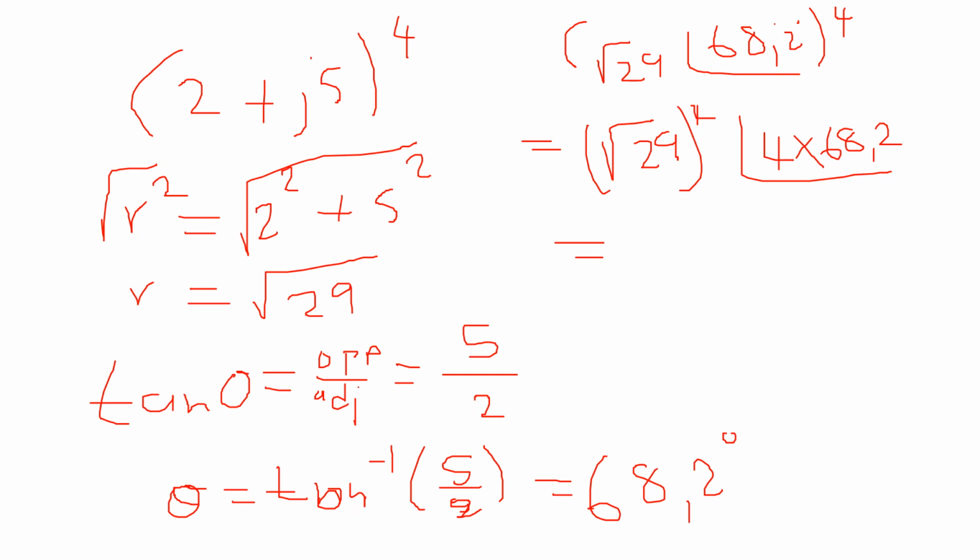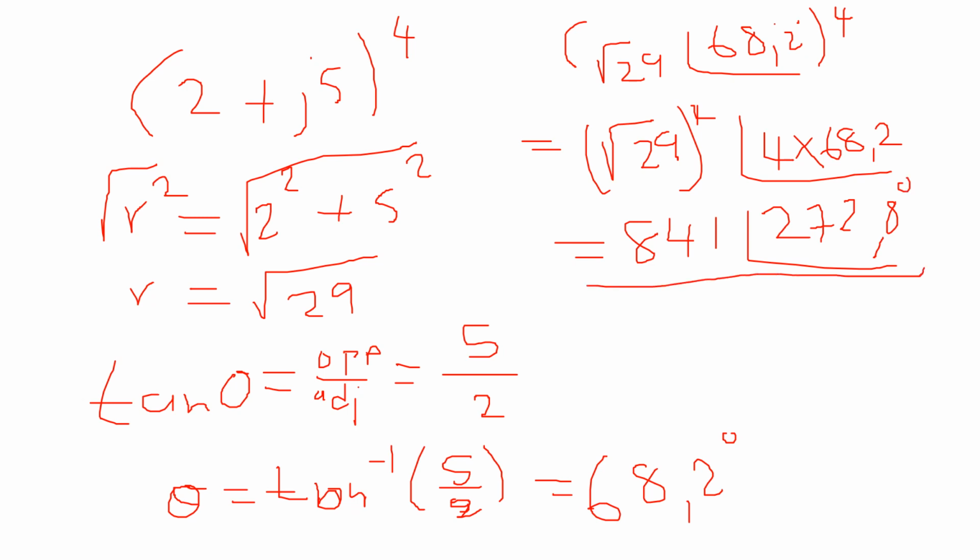So now, the square root of 29 all to the power of 4 is equal to 841. So we just write 841, and then inside here we say 4 multiplied by 68.2, which is going to be 272.8 degrees. Okay, so now that will be the actual polar form of this problem.